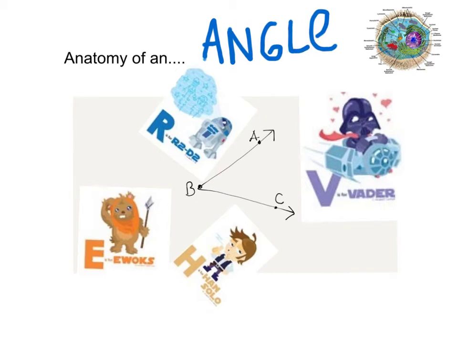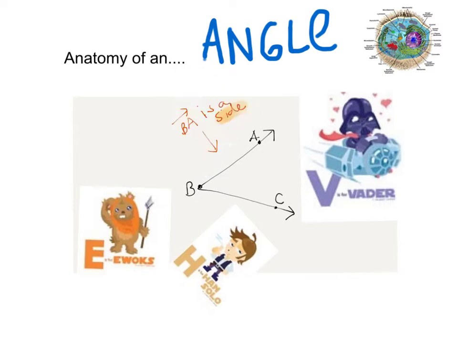Okay, some important parts of an angle. First of all, an angle is made up of 2 parts. If I take R2-D2 off and I take Han Solo off, it reveals our 2 sides of an angle. So the vocab word here is side. The sides of an angle are ray BA and BC.